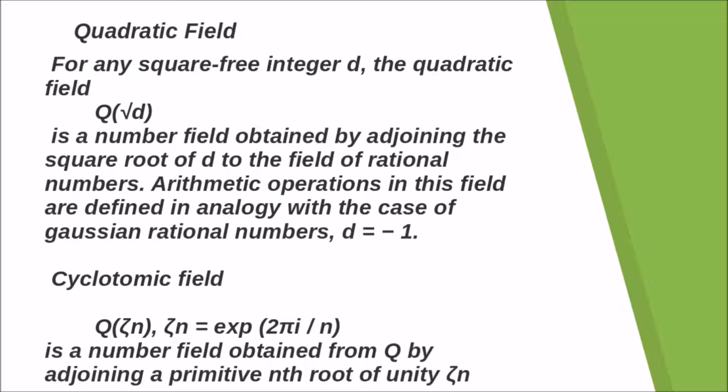Let's start with quadratic fields. For any square-free integer d, the quadratic field Q of root d is a number field obtained by adjoining the square root of d to the field of rational numbers. Arithmetic operations in this field are defined in analogy with the case of Gaussian rational numbers, where d is equal to -1. Now let's talk about cyclotomic fields, where Q of zeta n, with zeta n equal to e to the power 2 pi i by n, is a number field obtained by adjoining a primitive nth root of unity to Q, which is represented by zeta n.